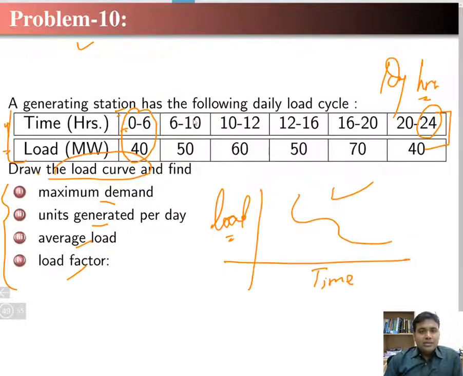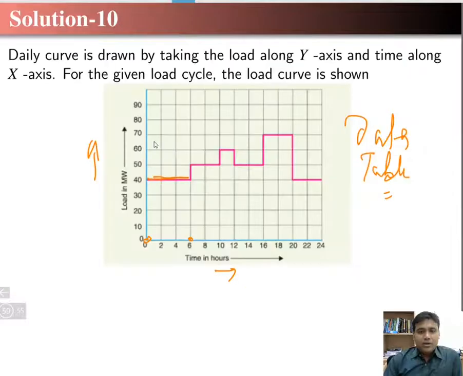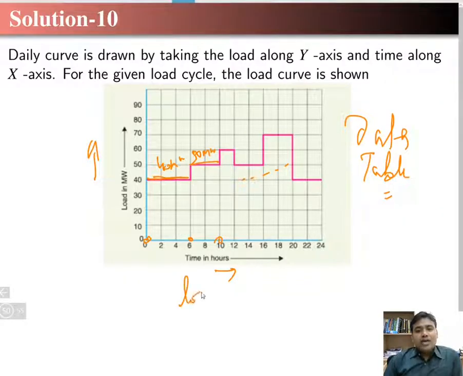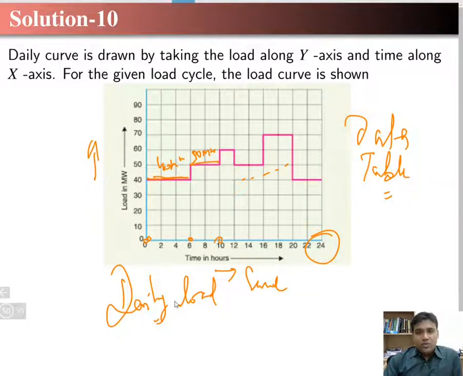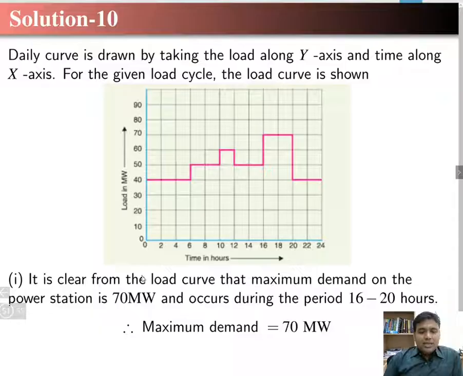And then you can see that from 6 to 10, you have 50 megawatt. So this is 50 megawatt, this is 40 megawatt. The rest of the times you can calculate like that and join, and that is known as the load curve. Since it is calculated for 24 hours, that is per day, it is known as the daily load curve.